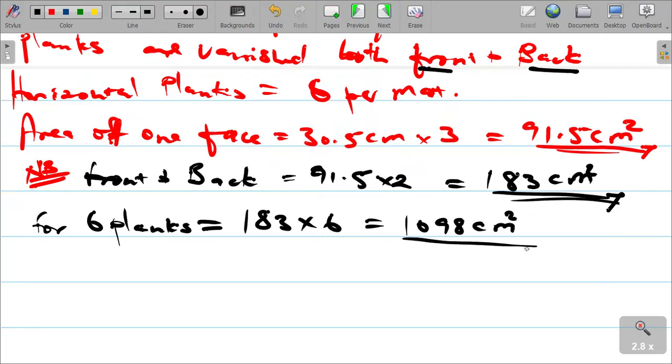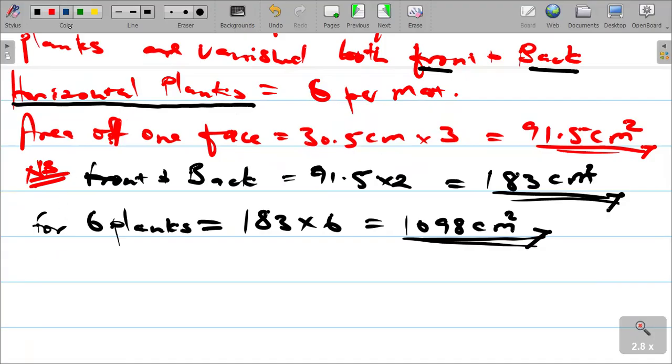1098 square centimeters. This 1098 square centimeters is for 6 planks. Now, we also need to understand that the mat has both horizontal and vertical planks. We were still calculating on horizontal planks, and that must not be forgotten: 6 per mat. So we also need to calculate the vertical planks.